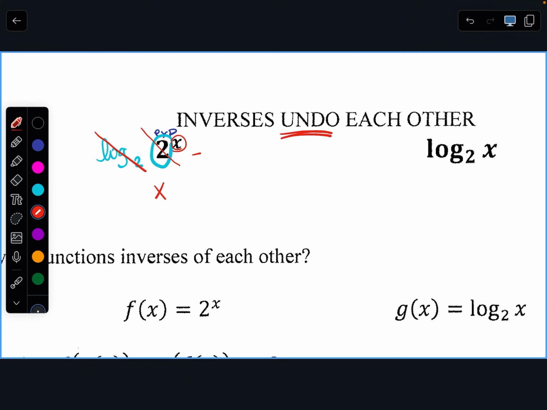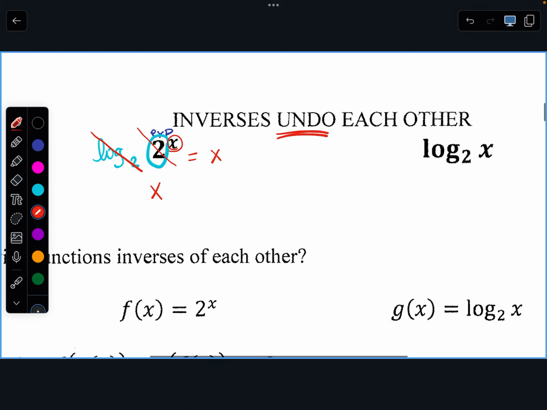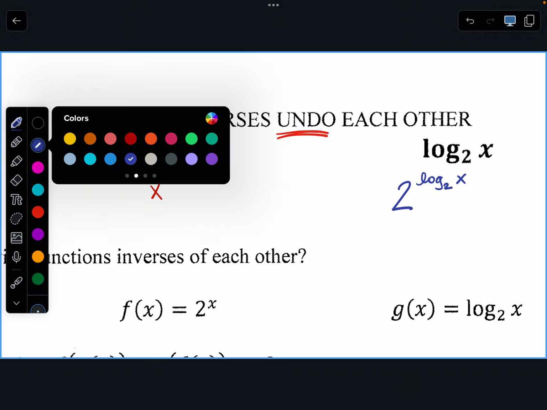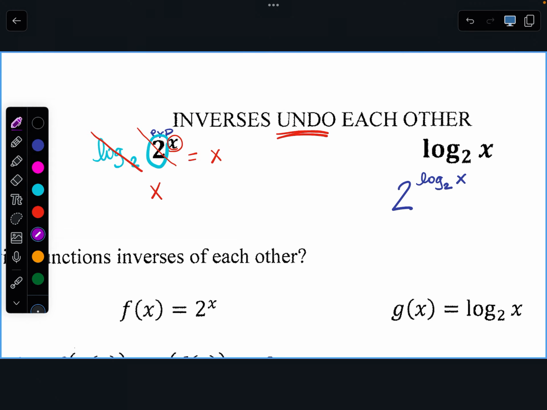Same thing here. If I have log base 2, that can be undone by an exponent of 2. And so the way that we would say that is we would write this as 2, and make it a power, log base 2 of x. So if I have an exponential base of 2 and raise it to a log base 2, these will cancel and we get an x. Okay, they undo each other.